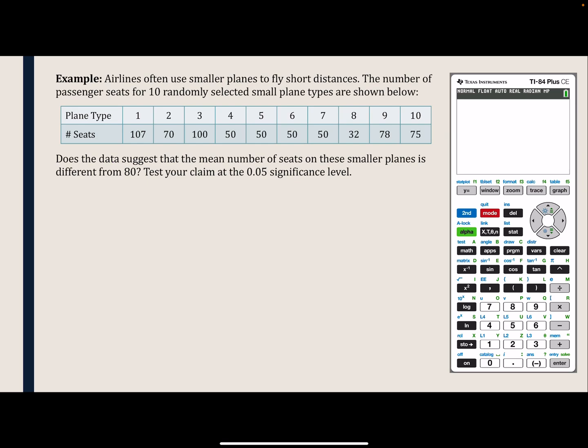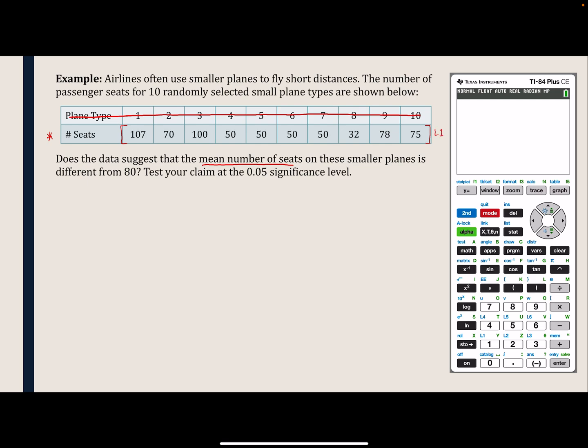So the first question is, we're going to put this data into L1. Which row are we using? I want you to look at the question, because it's talking about the mean number of seats. So it's the number of seats that is our data. This plane type, you can ignore that. It's just labeling the column headings, right? This right here, this is our sample data that we want to enter into L1. So we would put this into L1.